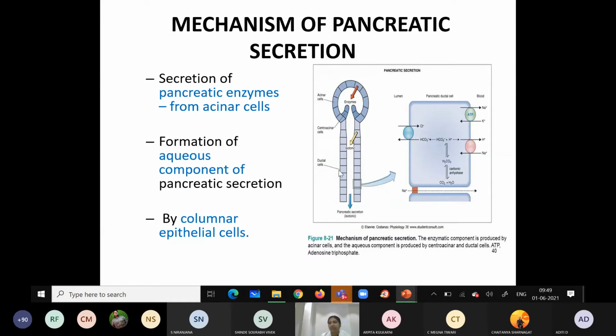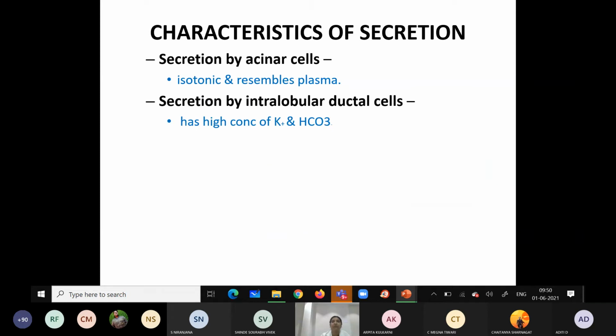I will not go into the detail of how this mechanism happens, but I will definitely tell what this mechanism of pancreatic secretion is. So you know the enzymes are secreted from the acinar cells, okay? Then the aqueous component is secreted from the ductal cells, the columnar epithelium. Now the mechanism of HCO3 secretion is similar to what you have seen in the HCl secretion of gastric juice. So the carbonic anhydrase enzyme mediates water and carbon dioxide to form HCO3.